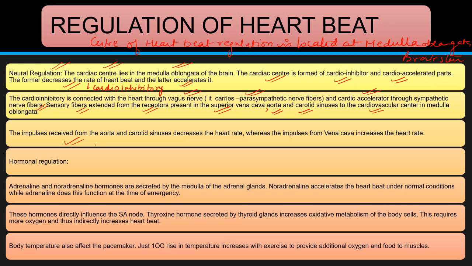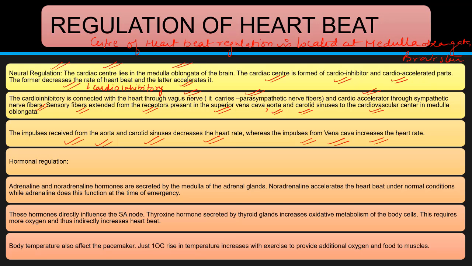The impulse received from the aorta and carotid sinuses decreases the heart rate, whereas the impulse received from the vena cava increases the heart rate. Impulses which are received from the vena cava increase the heart rate, and impulses which are received from the carotid sinuses and aorta decrease the heart rate. So please remember these 2 points.